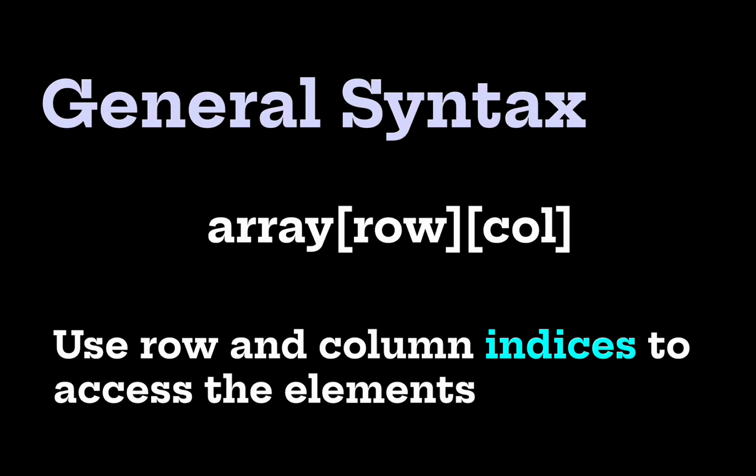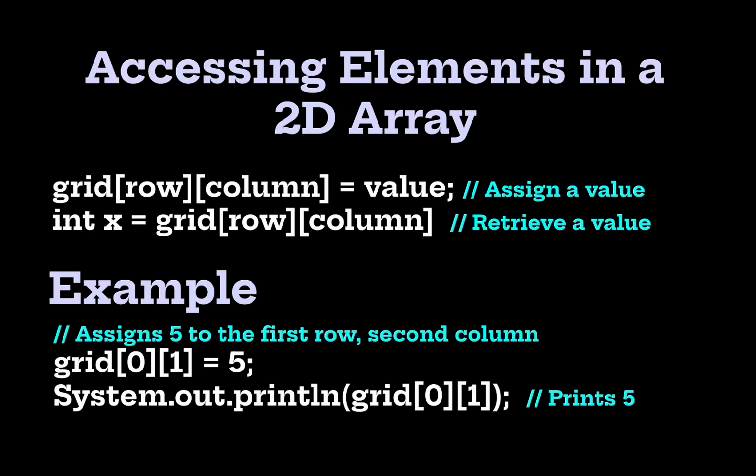So the general syntax to access a 2D array is the array, what's the name of the array? And then the square bracket, we want to write out the row, and then we close the square bracket, we open another square bracket to represent the column, and we also close the square bracket. So you use the row and column indices to access the elements. And we'll see what this means just in a moment. Let's look at an example.